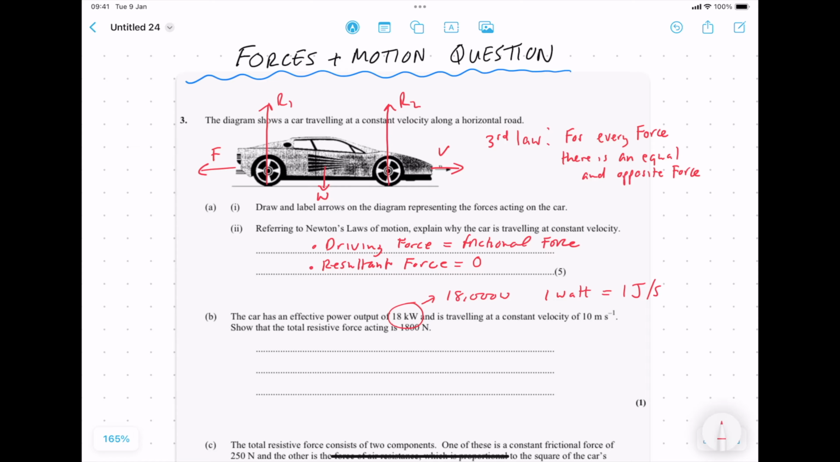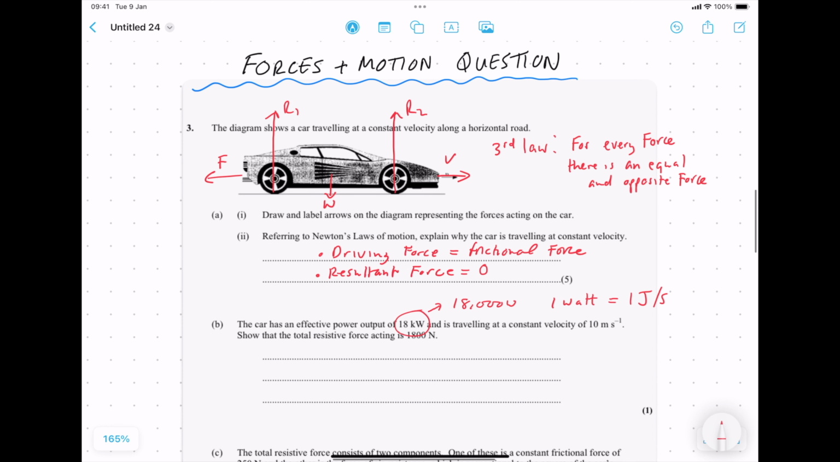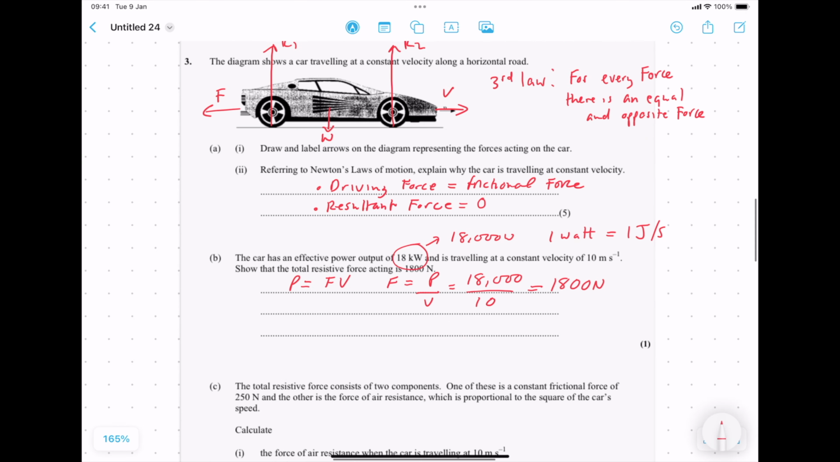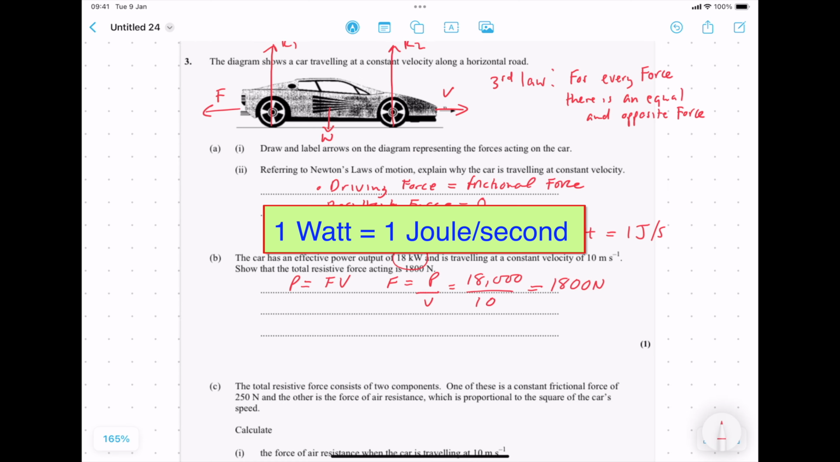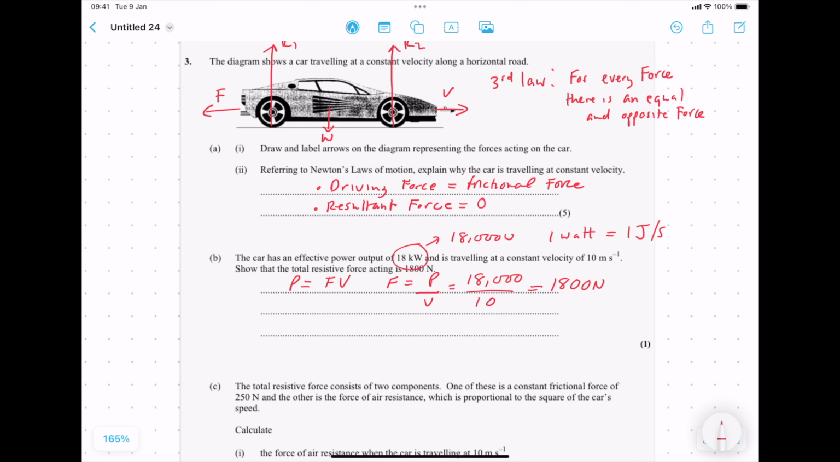What is the formula relating power, force and speed? It is power equals F times V. So I need to rearrange to get F. So F equals P divided by V. Substituting in 18,000 divided by the velocity, which is 10, gives 1,800 newtons. So remember, watts is the unit for power and it just represents energy transfer per unit time. Say you had a hairdryer which was 800 watts. That means 800 joules of electrical energy would be turned into heat energy and other forms every second.